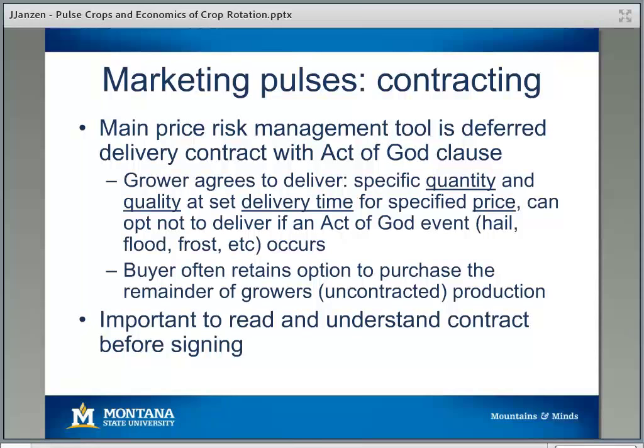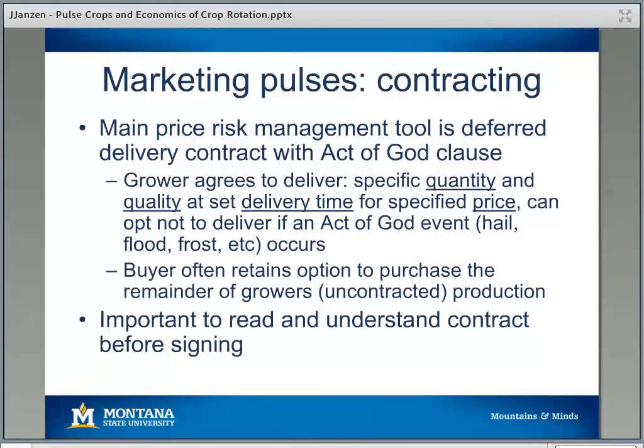Okay. The buyer, because they're giving the grower this act of God clause, often retains the option to purchase the remainder of the grower's uncontracted production. So the grower will contract to deliver so many bushels per acre, and then whatever's grown on top of that, the buyer often retains the option to purchase, say at the cash price that prevails. Because there are some unique contract provisions, it's really important to read, understand, and talk about that contract with the buyer and understand all of the provisions before you sign anything.